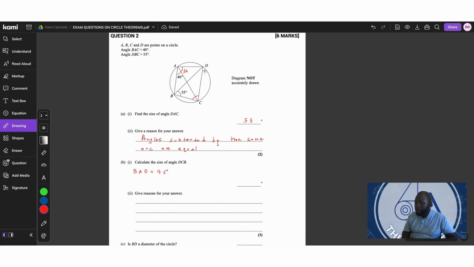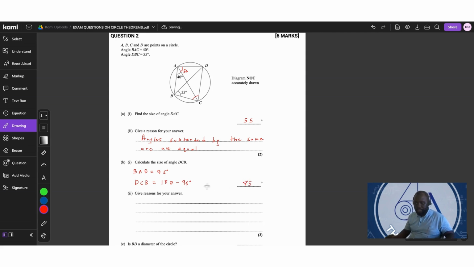Now, angle DCB should be equal to 180 minus 95 degrees. So I already know BAD is 95. So this is 180 minus 95 degrees, and that angle is 85 degrees.